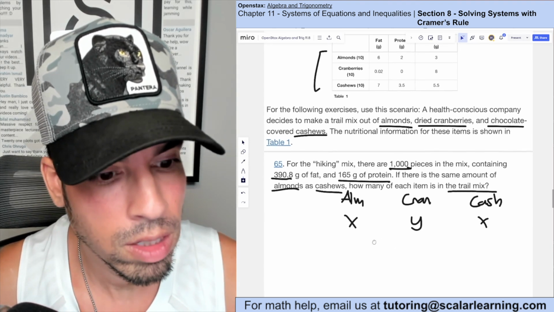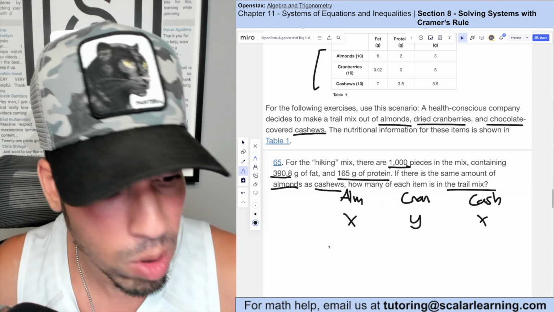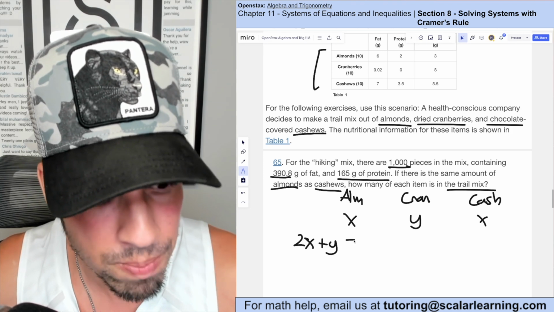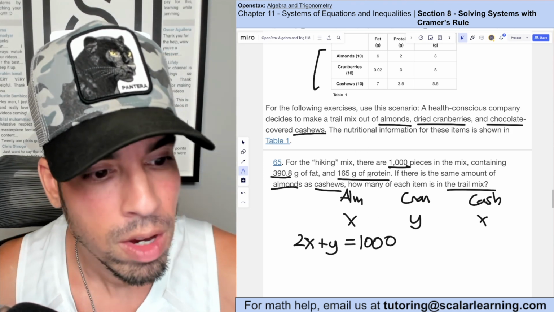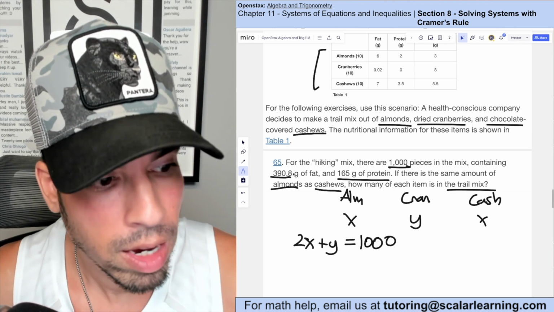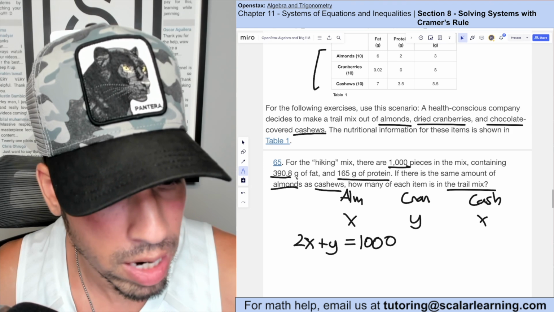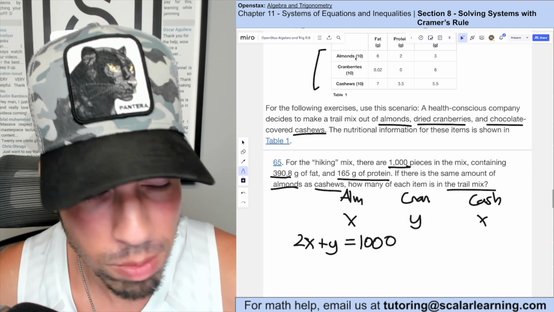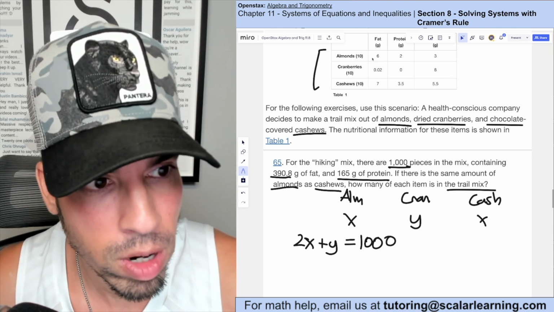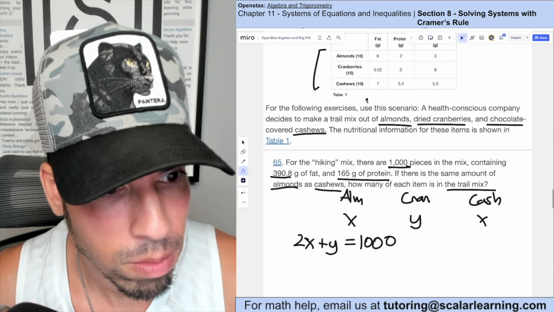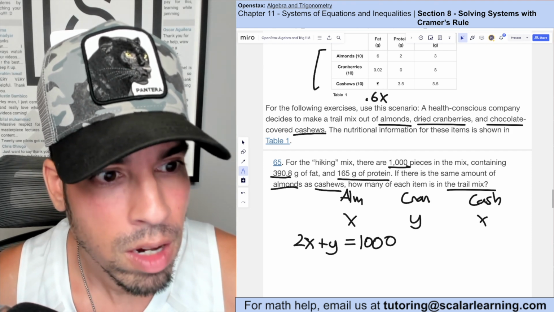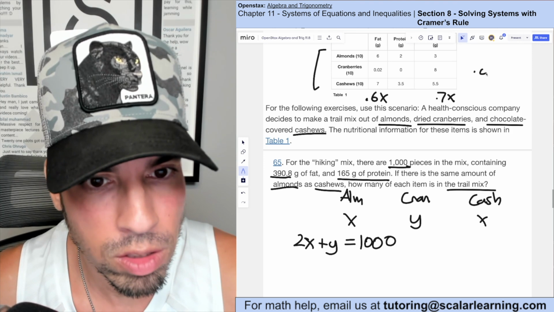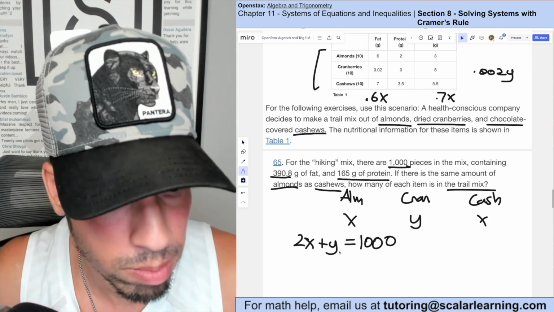Okay, so now let's make some equations here. We know that if we add up all of the pieces, meaning x plus y plus x, or 2x plus y, we get a nice 1,000. And then we can take this fat thing, and we know that it's 390.8 grams of fat. And now we have to take the amount of grams of fat per each of these. But notice this 10. This means it's 6 grams for 10 almonds, which means it's 0.6 for 1 almond, 0.7 for 1 cashew, okay? And 0.002 for 1 cranberry.